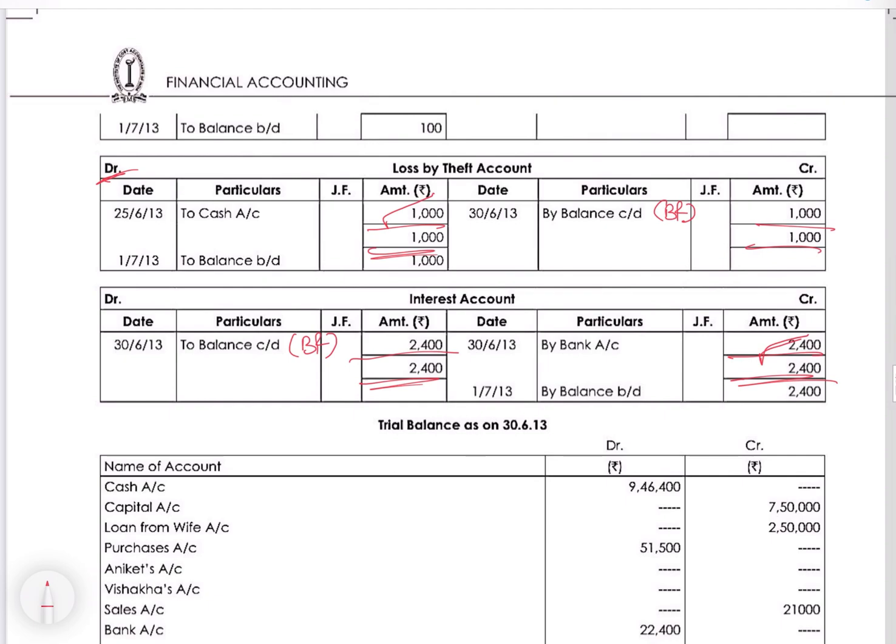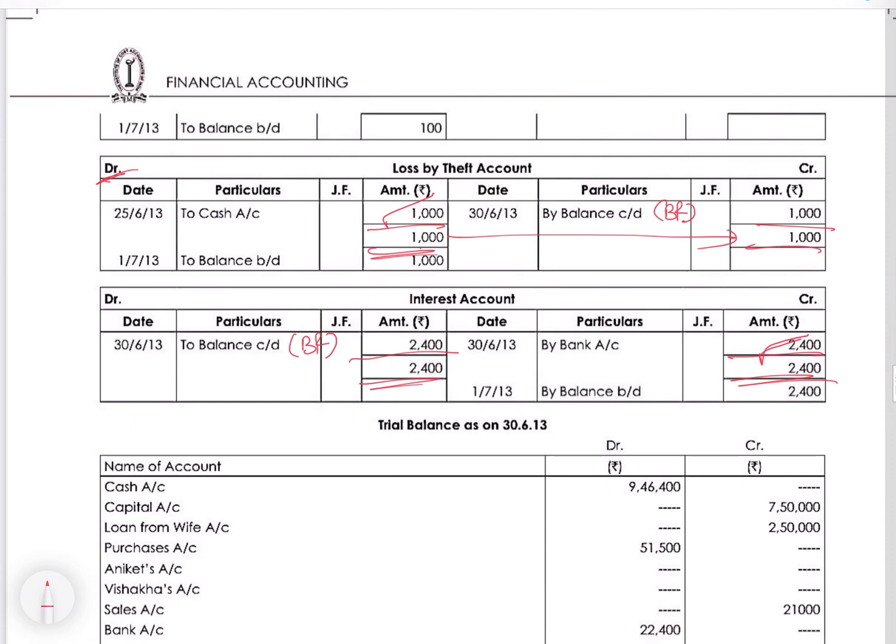Can you see, on the same line they have written total, and it should be the same figure. It will tally because we are putting the balancing figure. We balance them by putting that balancing figure on that side, and we call it balance carried down, 'to balance carried down' or 'by balance carried down'. With that we will close all the ledgers.